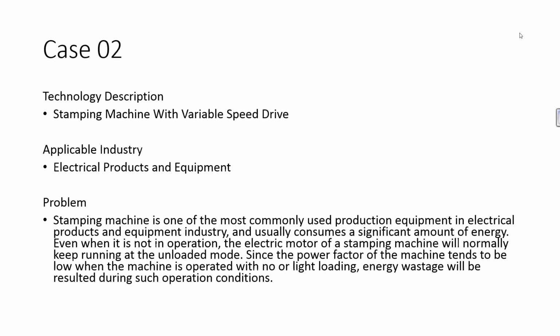Okay, case number 2 is from electrical product and equipment, and the technology description is stamping machine with variable speed drive. The problem: the stamping machine is one of the most commonly used production equipment in the electrical products and equipment industry, and usually consumes a significant amount of energy. Even when it's not in operation, the electric motor of the stamping machine will normally keep running in unloaded mode.